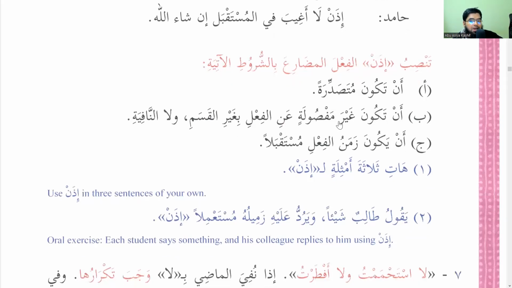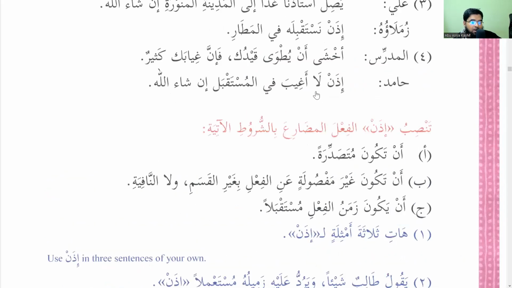And second, أن تكون غير مفصولة عن الفعل بغير القسم ولا النافية. There should not be mafsul, fasala means to give a gap. So it should not be with a gap. غير مفصولة, I mean, he says it should be without a gap from the verb, بغير القسم, except a qasam can come, like wallahi, right? You can bring in between. Idhan wallahi la aghiba. That's fine. And la nafiya is also fine. But anything else should not come in between to make it mansub. Two things can come, that is la can come, qasam can come, wallahi, but nothing else should come.